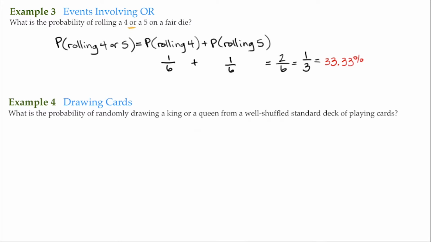It's the same idea for this next example. What is the probability of randomly drawing a king or a queen from a well-shuffled standard deck of playing cards? And of course, a king or a queen, here we are right here. To write this phrase out, I can write it as the probability of drawing a king or queen. That's going to be equal to the probability of drawing a king. We just determine the individual probabilities. Plus the probability of drawing a queen.